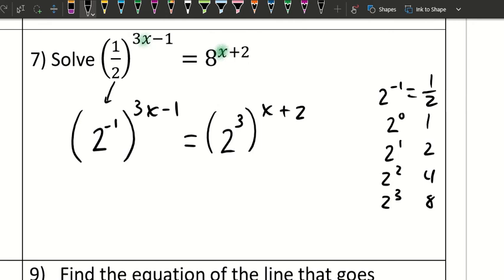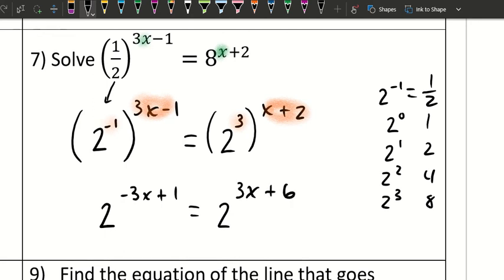Now that I have a power raised to a power, you can see it, it's a power. It's 2 to the negative 1, and I'm raising that to the 3x minus 1. I can simplify this by multiplying this power, negative 1, times this power, and I'm making sure I get the whole thing. I can multiply this power, 3, times this power, and I'm making sure it hits the whole thing. This becomes 2 to the negative 3x plus 1. This becomes 2 to the 3x plus 6.